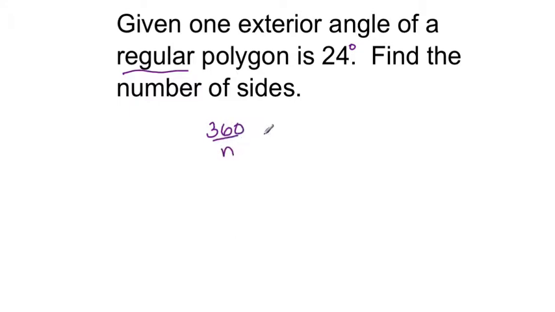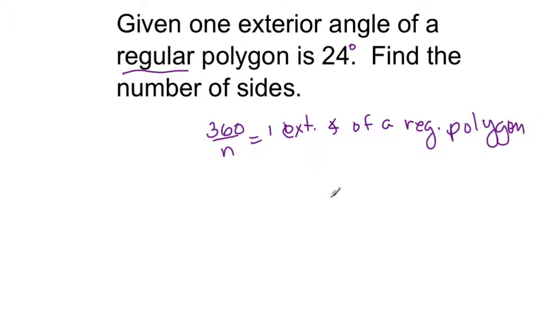360 over n equals one exterior angle of a regular polygon. Remember, a regular polygon has all congruent sides and all congruent angles. So now at this point, I'm going to just substitute in. This time I'm given the measure of the exterior angle. This is 24. It must equal 360 over n.